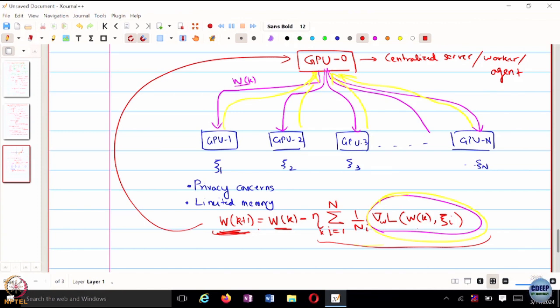So this is like using a centralized server, and you will still have a distributed training of a neural network. But then we assume the presence of a centralized server like this. So what is the shortcoming of this particular approach? Something that is very evident.